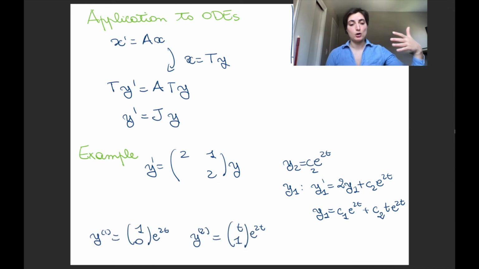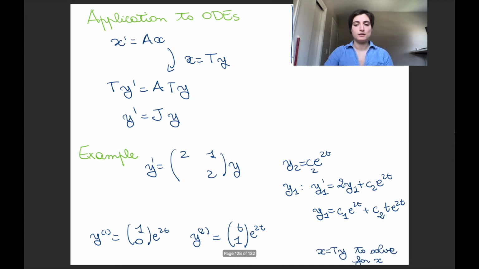So now if we want to write the two fundamental solutions, the fundamental solution set of this system of linear ODEs, then we have that y1 is associated to the eigenvector 1, 0 times the exponential of 2, the eigenvalue, times t, and y2 is t, 1 times exponential of 2t. Then if we want to go back to solve for x instead of for y, we have to go through the transformation T again. So we have to remember that y is a solution of y prime equals Jy, and we have x equals Ty. So we have to multiply our solutions by T in order to solve for x.